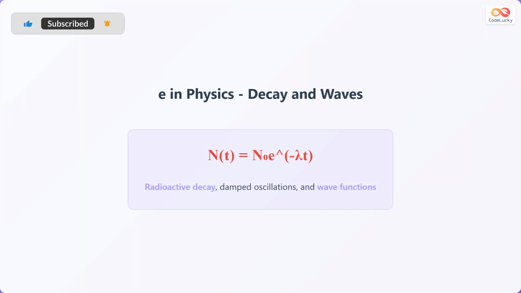In physics, Euler's number finds applications in radioactive decay, damped oscillations, and wave functions. The number of atoms remaining, N(t), after time t is modeled by the equation N(t) = N_0 times e raised to the power minus lambda times t, where N_0 is the initial number of atoms, and lambda is the decay constant.